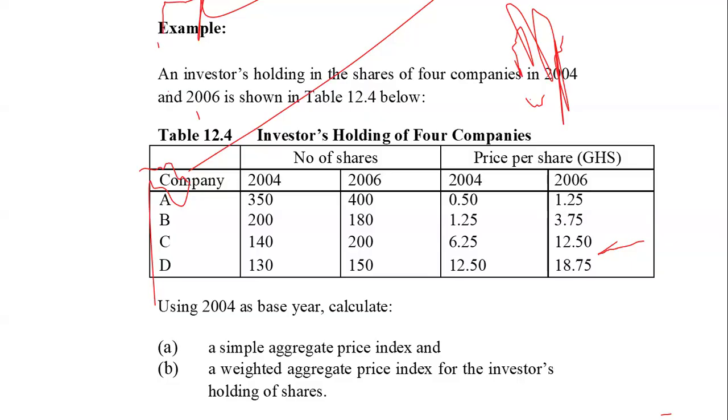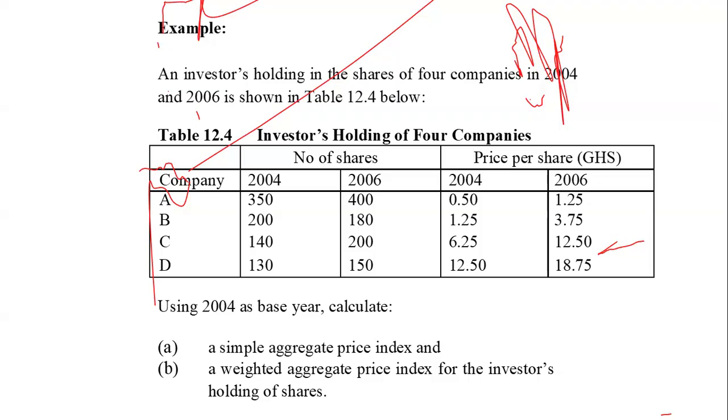So for the simple, that's the previous example we did. Please, will the question always tell you which year to use as the base year? Yes, for sure, because you need the base. If the question doesn't give you the base, you can't solve. So the question will always give you the base. Everything you do will be based on the base. It will depend on the base. So that is very, very important.